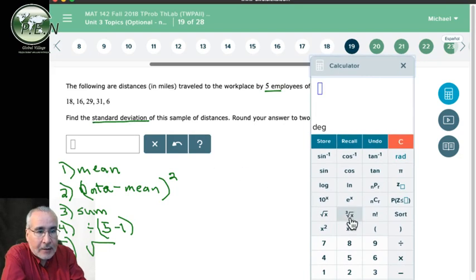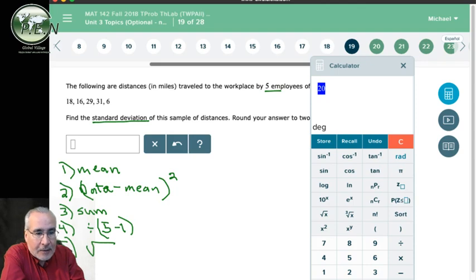So we're going to add each of these together: 18 plus 16 plus 29 plus 31 plus 6. That's 1, 2, 3, 4, 5. We've got 5 of them. Divided by 5, I think it's going to be about 20, right? Let's just check it. It's 20. So 20 is our average.